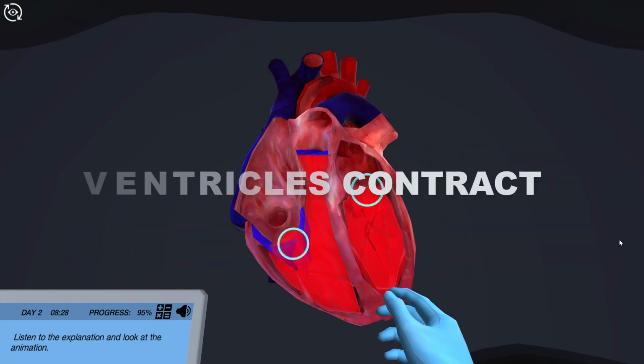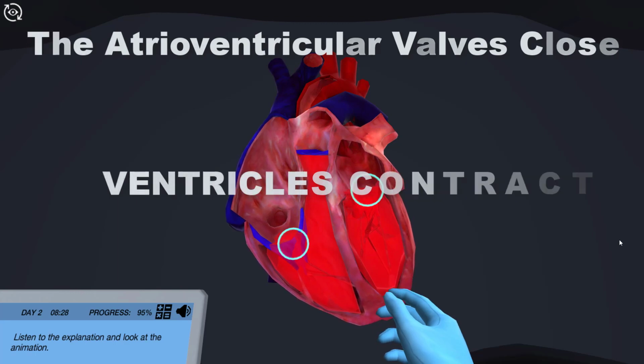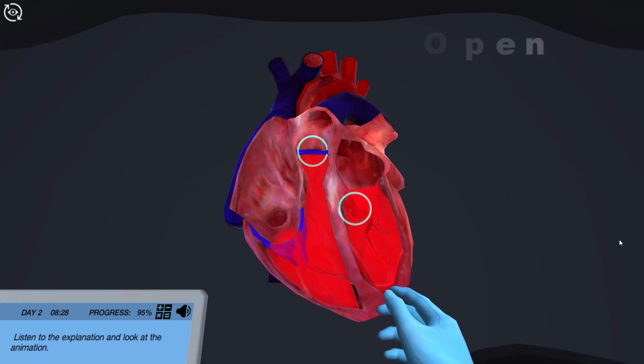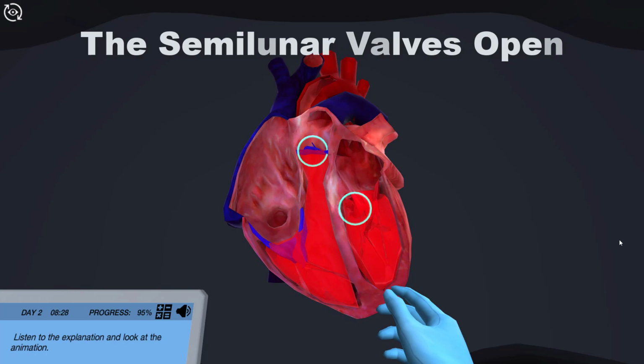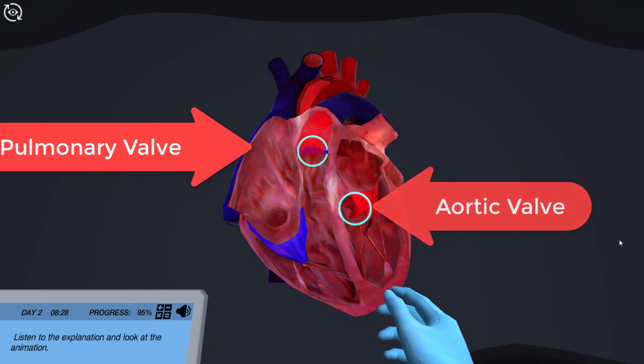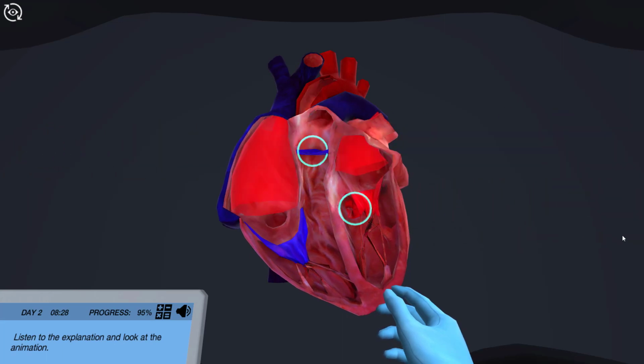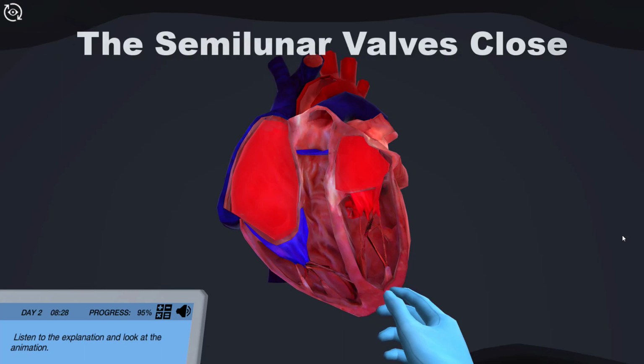When the ventricles contract, the atrioventricular valves close to prevent backflow of blood into the atria, and at the same time, the semilunar valves open to allow the flow of blood out of the heart. The left semilunar valve is called aortic valve and the right is called pulmonary valve. Finally, when the blood has already passed, the semilunar valves close to avoid blood backflow.